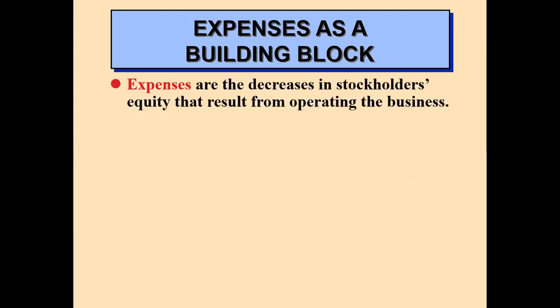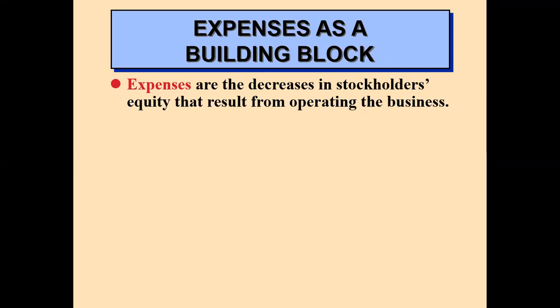Okay. Then expense, we are actually discussing the stockholder equity. Stockholder equity টাকে আমরা ডিসকাস করতেছি। Under the stockholder equity there are four elements: revenue, expense, capital, and the dividend or drawings. Okay, so see, expenses are the decreases in stockholder equity that result from operating the business.